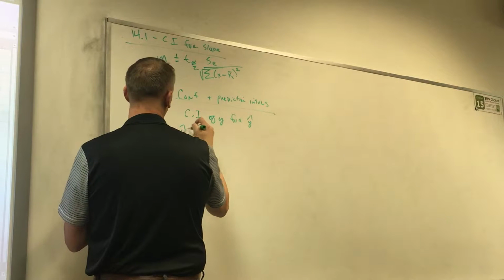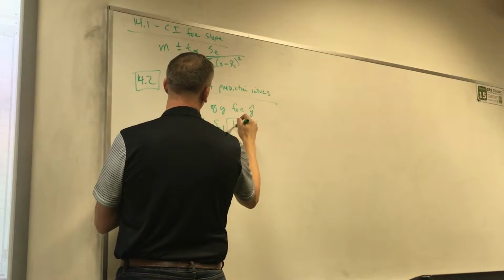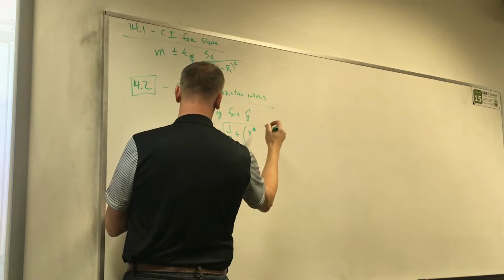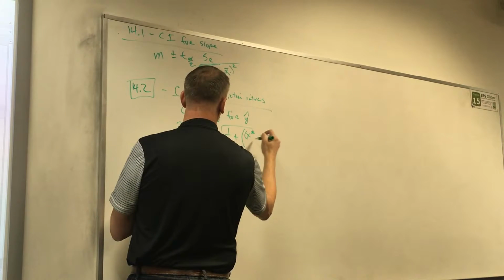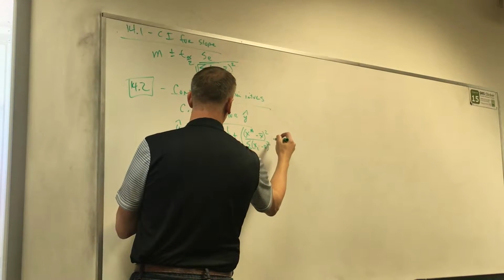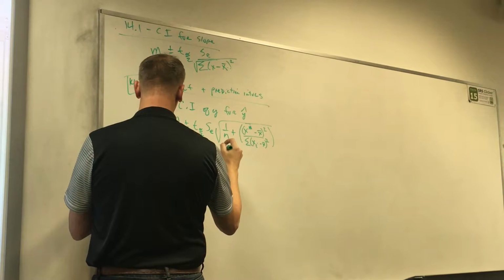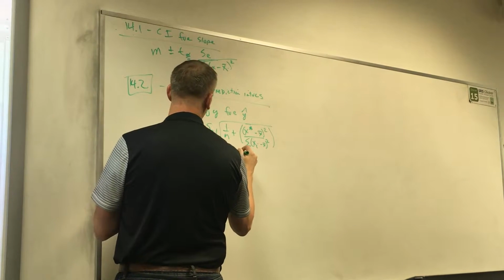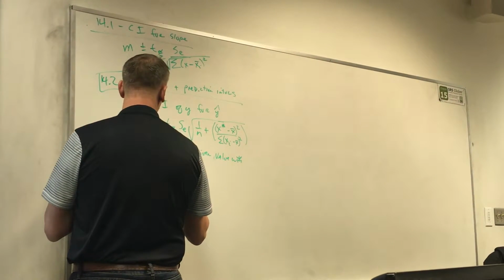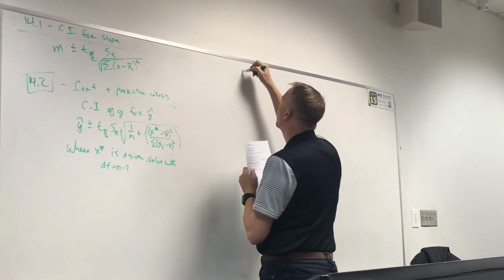So it's basically y hat plus or minus t sub alpha over 2 times your s sub e times the square root of 1 over n plus x star minus x bar squared over the sum of xi minus x bar squared, where x star is a given value, with degrees of freedom equal to n minus 2.